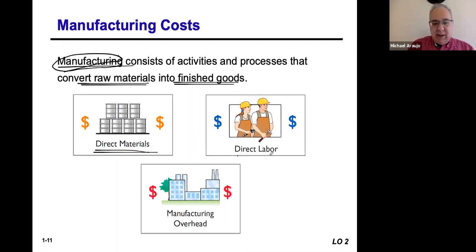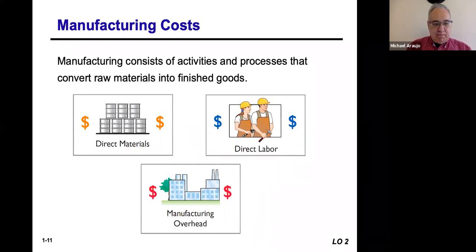And then, of course, they need direct labor, because it's the labor that's going to convert all those materials into the goods that they make. And of course, they all need to do it within some type of factory and some type of facility that is going to have all these additional costs. Renting a building and paying for a lot of utilities and all this other stuff. So that's considered manufacturing overhead. So these three costs you're going to see over and over and over again. And so you need to become familiar with them.